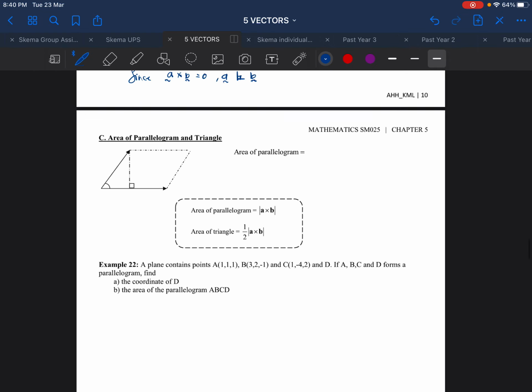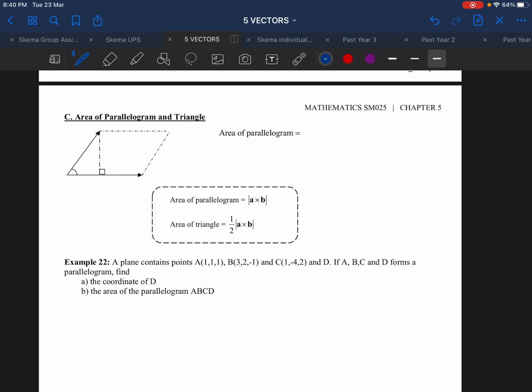Alright, so the last part of a vector product ialah area of parallelogram and triangle. Okay, so kita tengok kita punya diagram dekat sini. Itu ialah parallelogram kan. Dekat situ kamu ada dua shape, which is kita ada parallelogram and then kita ada triangle dekat sini. Okay, so itu dua shape, dua area yang kita akan carilah.